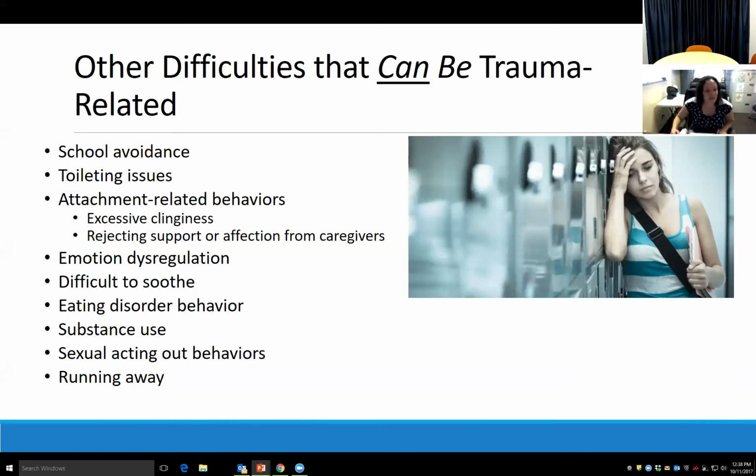I just wanted to emphasize that because sometimes people will be quick to say, oh, this child is having this behavior, they must be traumatized, right? This child is promiscuous, there must be trauma. This child is wetting the bed, there must be trauma. And that's not true. We cannot diagnose, assign trauma to someone based on their behaviors. But these are things we might see in someone who's experienced trauma.